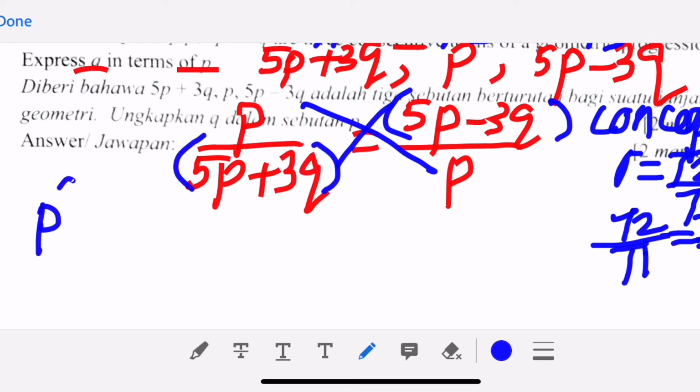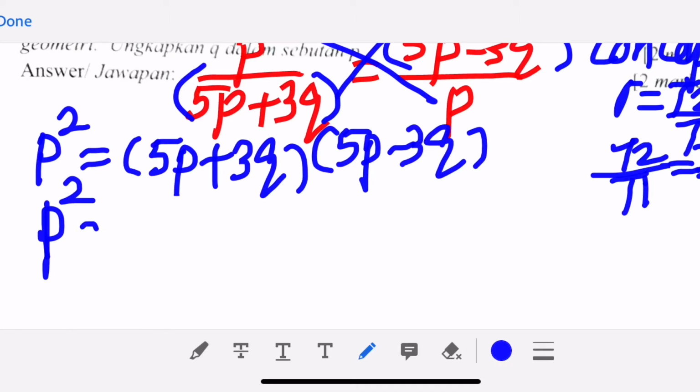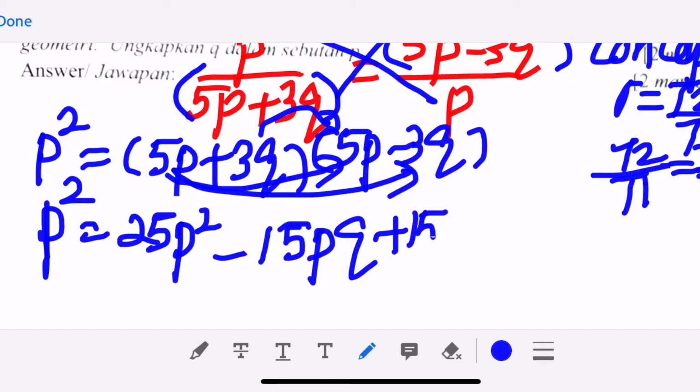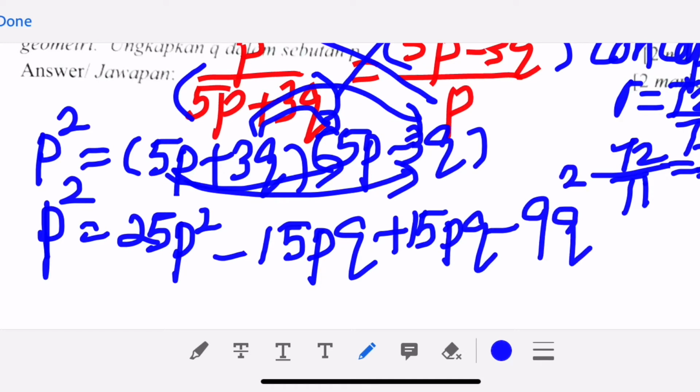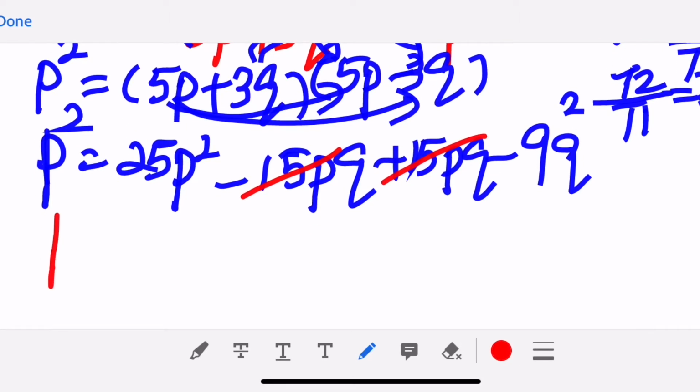Then you cross multiply. p times p is p squared. Then (5p + 3q) times (5p - 3q). You still remember how to expand: 5 times 5 is 25, p times p is p squared; then 5p times -3q gives -15pq, plus 15pq, minus 9q squared.